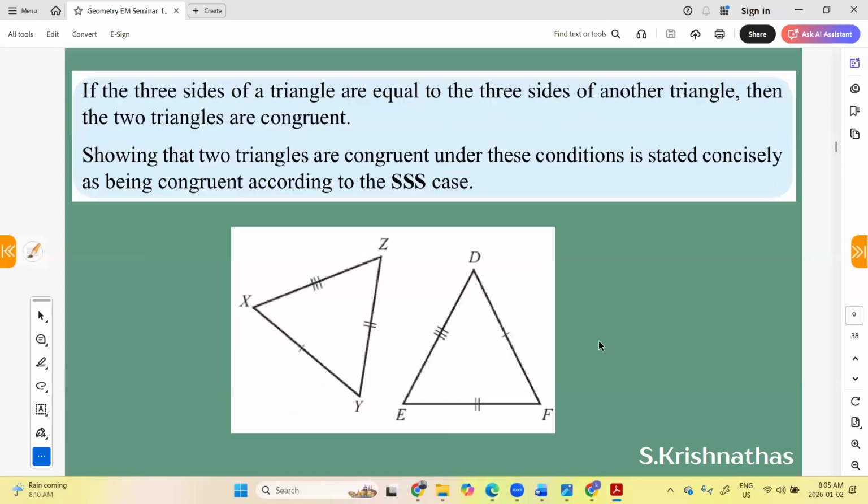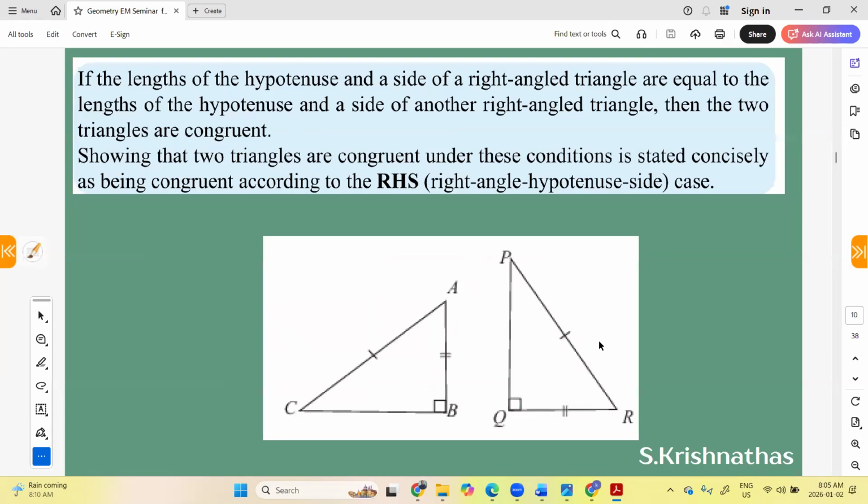Now, third case. That is easy, students. Three sides of a triangle are equal to three sides of another triangle, then the two triangles are congruent, SSS case. Then this is the other one. In a right angle triangle, hypotenuse and a side. You know this hypotenuse, right? This one is the hypotenuse, opposite of the right angle. Hypotenuse and a side equal to the hypotenuse and a side of another triangle, then these two triangles are congruent.